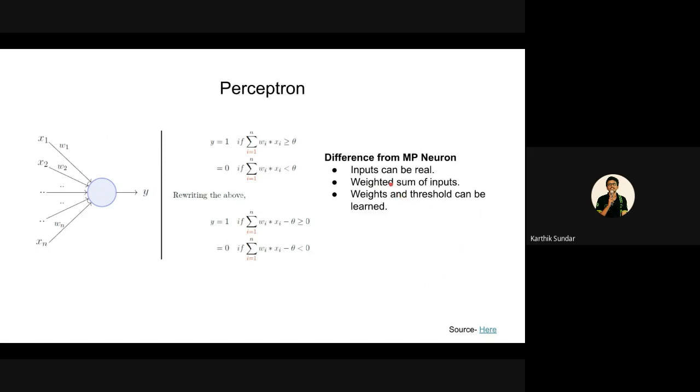This is the difference from the MP neuron. Inputs can be real. There is a weighted sum of inputs, and the biggest difference is the weights here: Wi, W1, W2, and Wn. These weights can be automatically learned, and even the threshold, this particular theta, can also be learned. So as I told you, right?